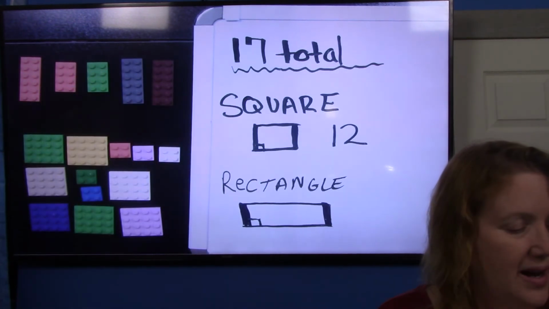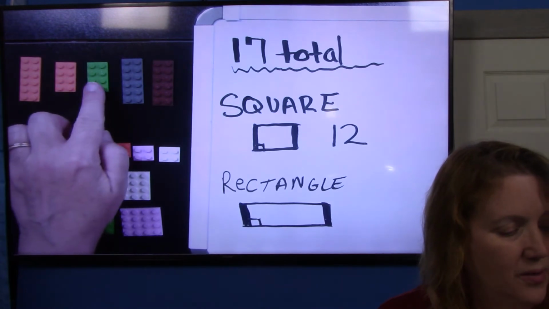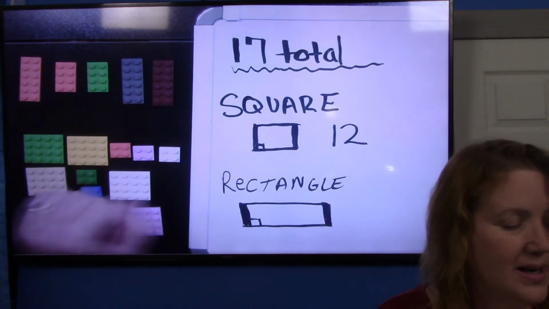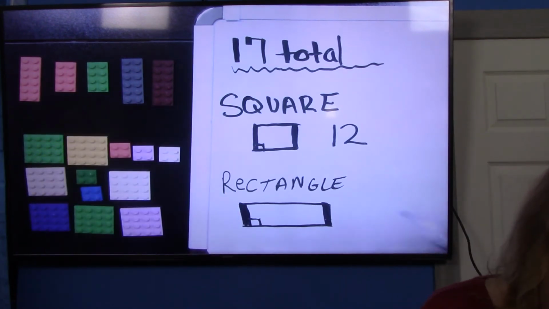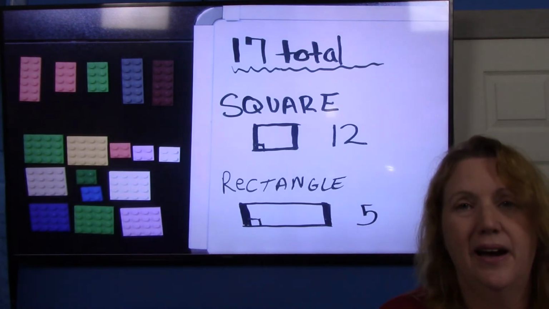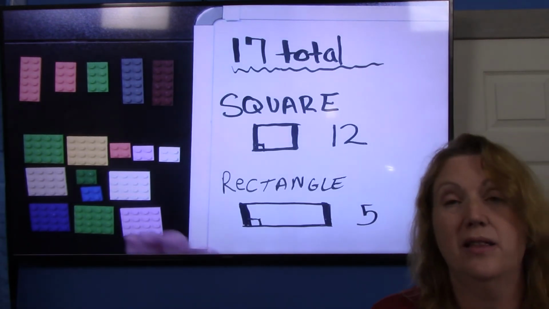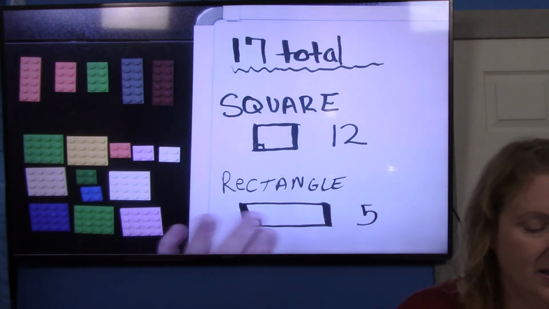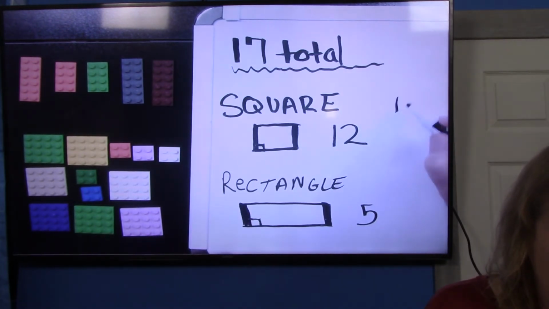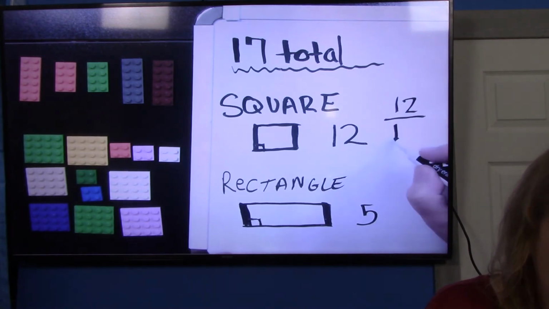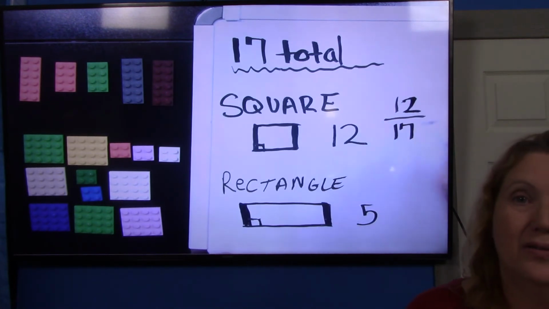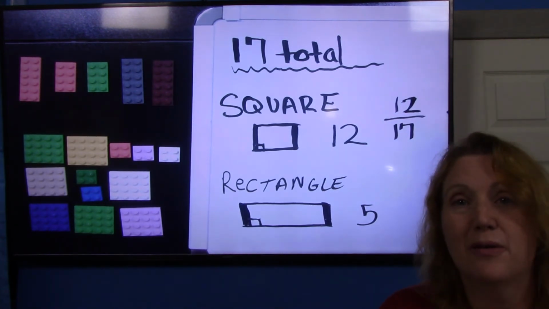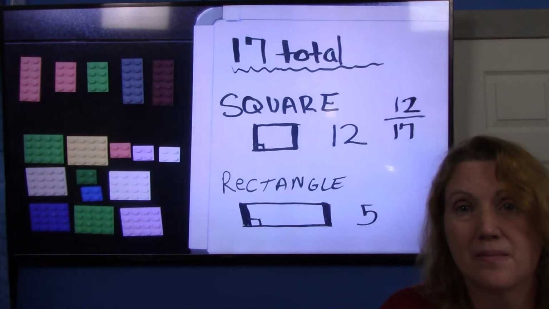My rectangles, I have 1, 2, 3, 4, 5. So I have 5 rectangles. Now, if I want to write those as fractions, I could say I have 12 out of 17. 12 out of 17. That would be my fraction for my squares.